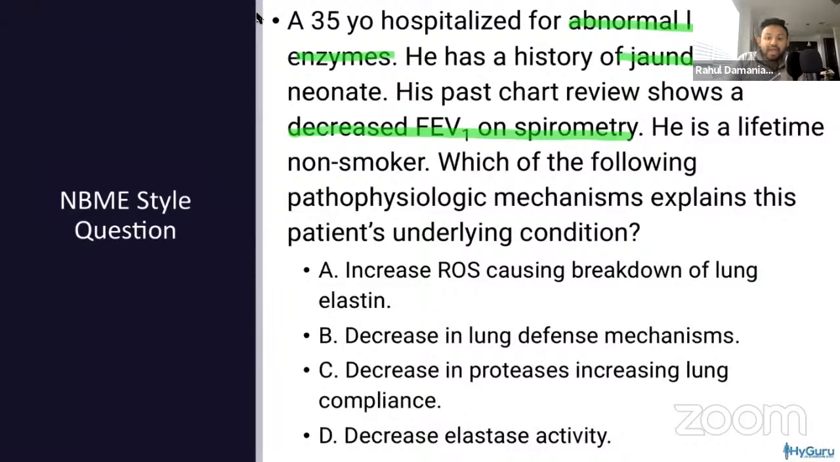A, increased reactive oxygen species causing breakdown of lung elastin. B, decrease in lung defense mechanisms. C, decrease in proteases causing increase in lung compliance. Or D, decrease elastase activity. And so many people are putting D, and the answer actually is going to be B. The answer here is alpha-1 antitrypsin.